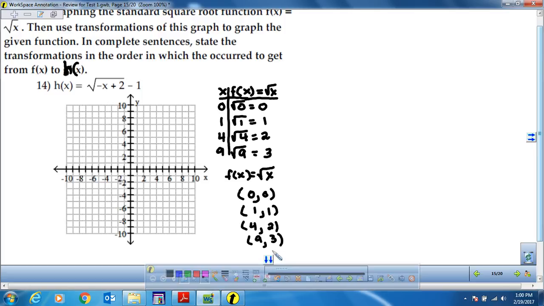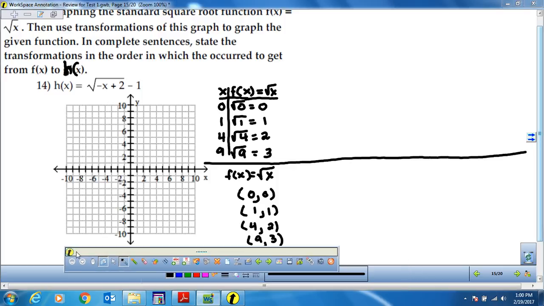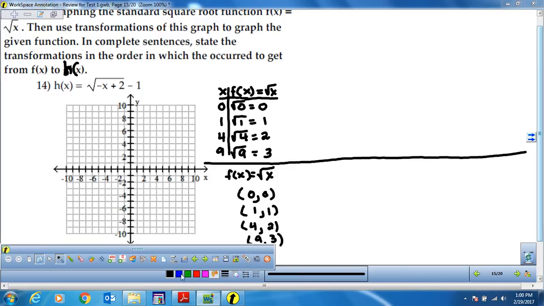Okay. Next. Now we are going to use transformations to create the function h of x. So first transformation that we must always do in the order is the horizontal translation or horizontal shift. And the horizontal shift is always going to happen whenever we have a number that is being added or subtracted inside of the function to the x.